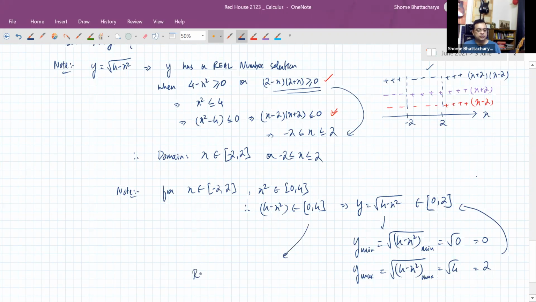From that we can now understand that the range of the function is that y belongs to the set of all real numbers between 0 and 2, inclusive of 0 and 2. So finally, this is our domain and this is our range.